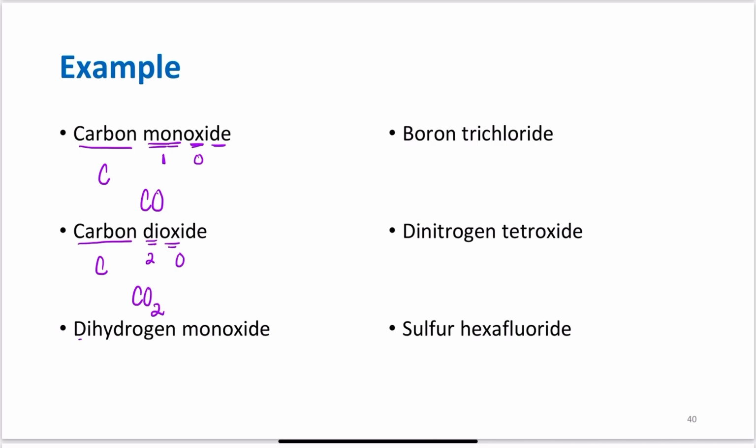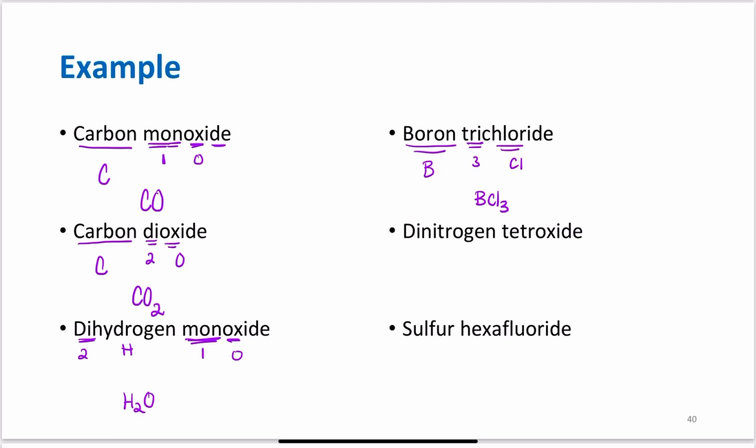Dihydrogen monoxide. Di means 2. Hydrogen, element just written normal way. Monoxide. Mon means 1. Ox means oxygen. H2O. Boron trichloride. Boron, there's no prefix, so I've just got a B. Tri means 3, and chloro means chlorine. BCl3.